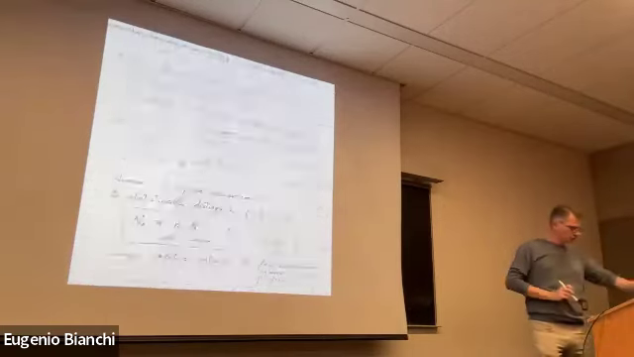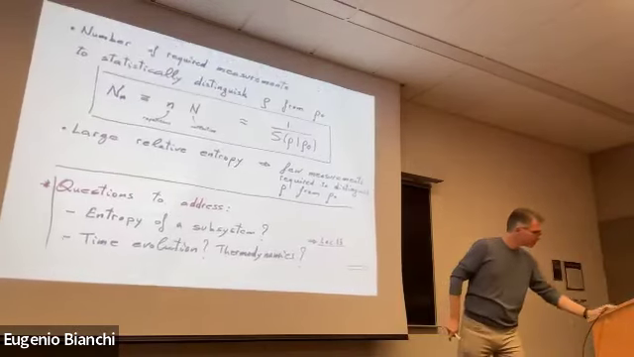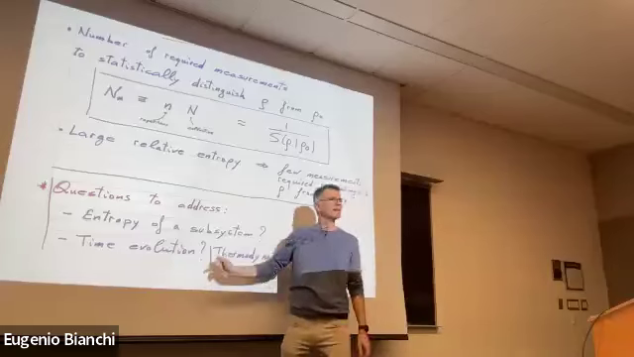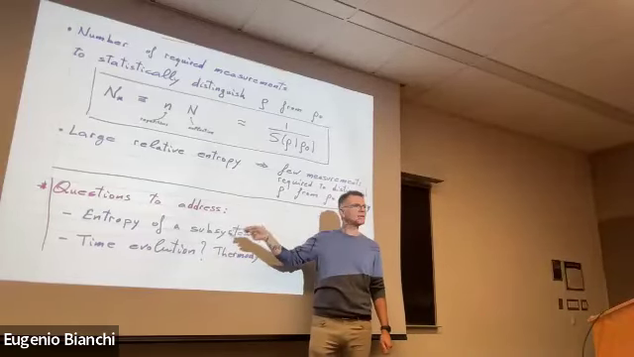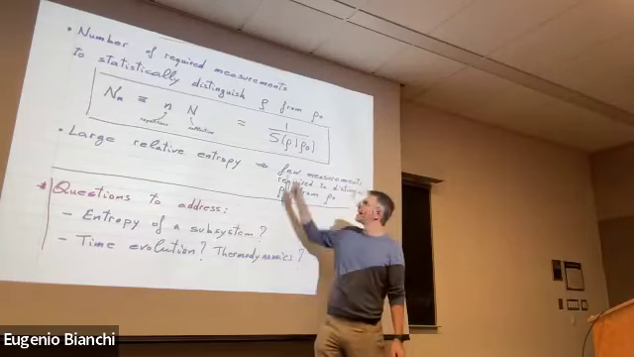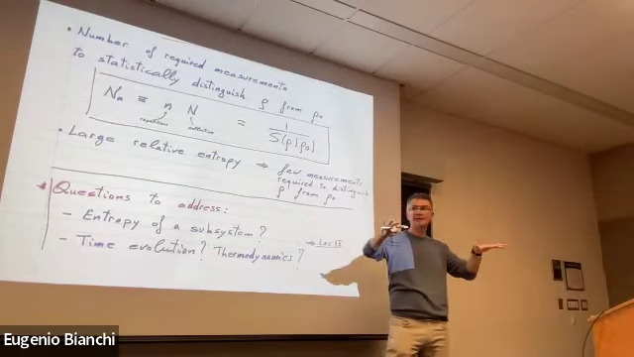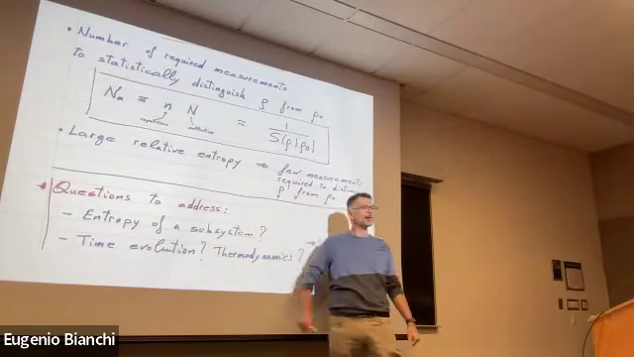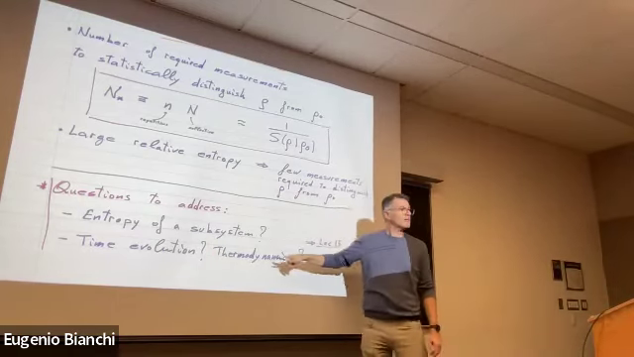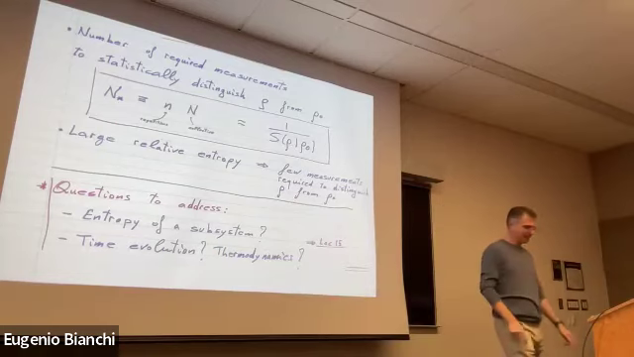Okay, so that's all. Questions left to address? Many. One is, I never spoke about subsystems. Next time I'm going to say what I mean by entropy of a subsystem. I never said anything about time evolution, but the classical system and the quantum system were dynamical systems. I can ask how the entropy of a subsystem changes in time. And we can ask about thermodynamics. Does it thermalize? So this is going to be on Friday. And that's all for today.